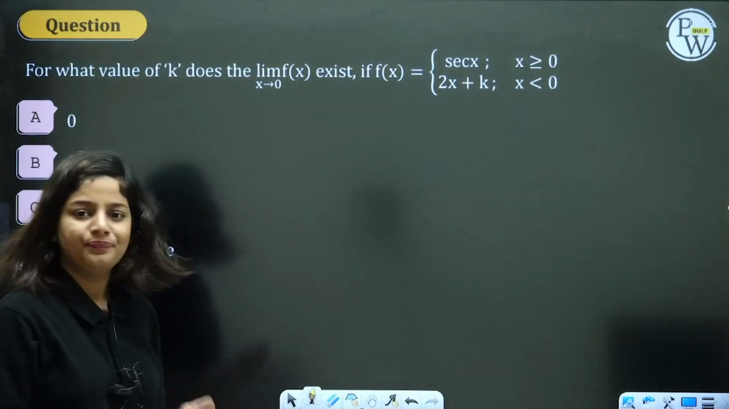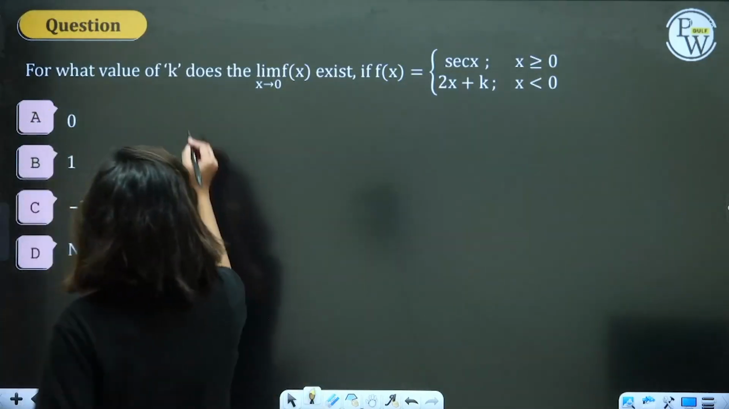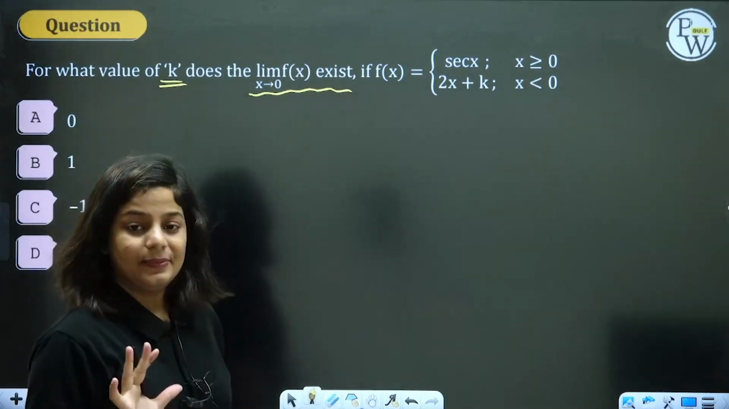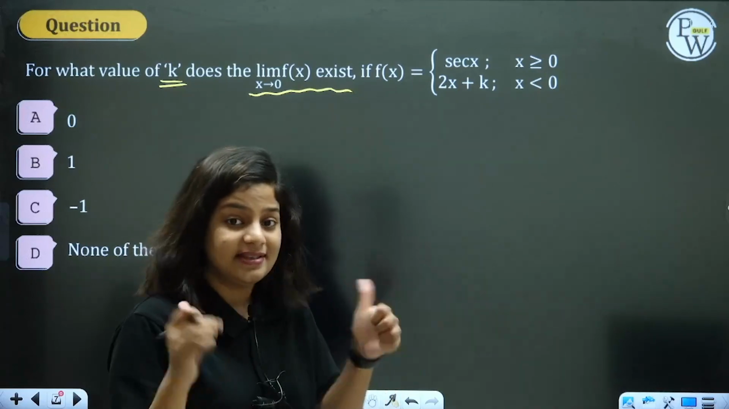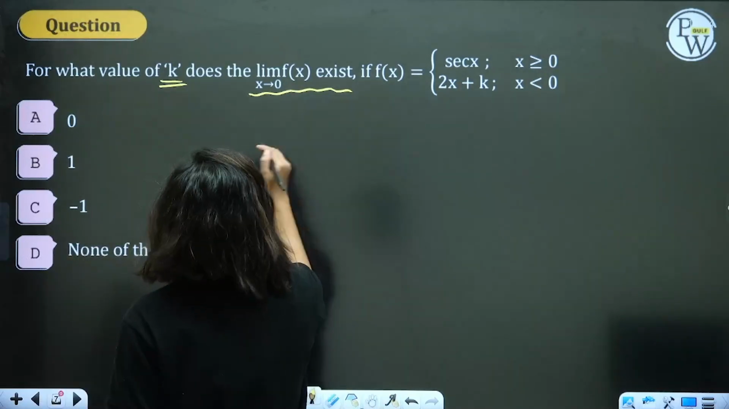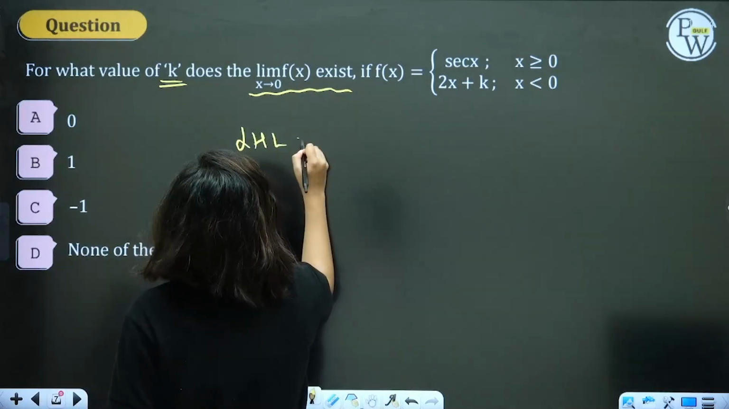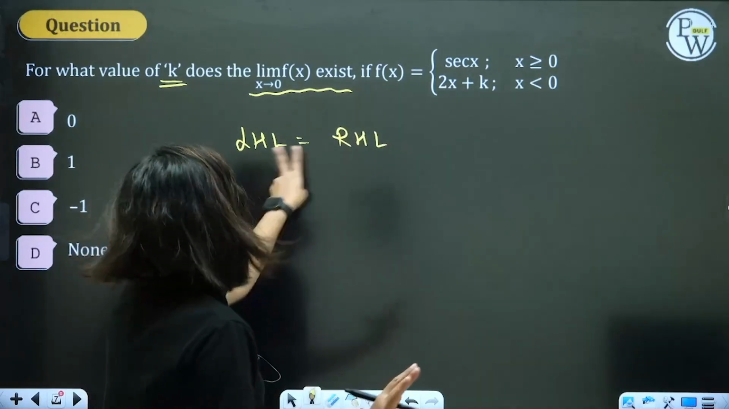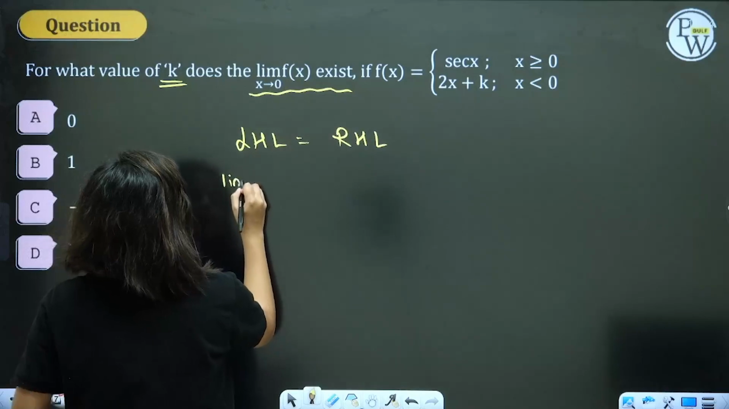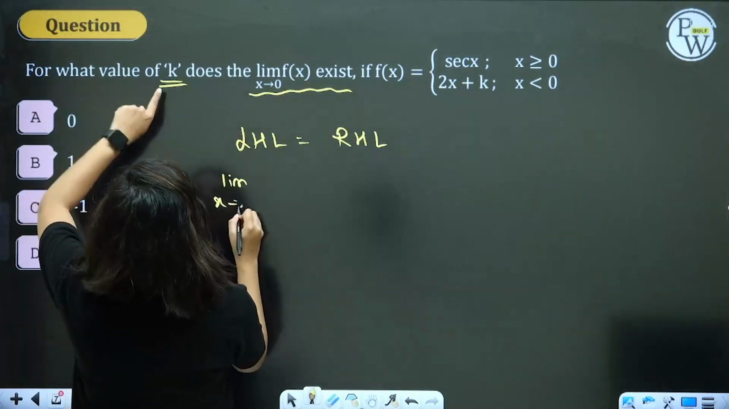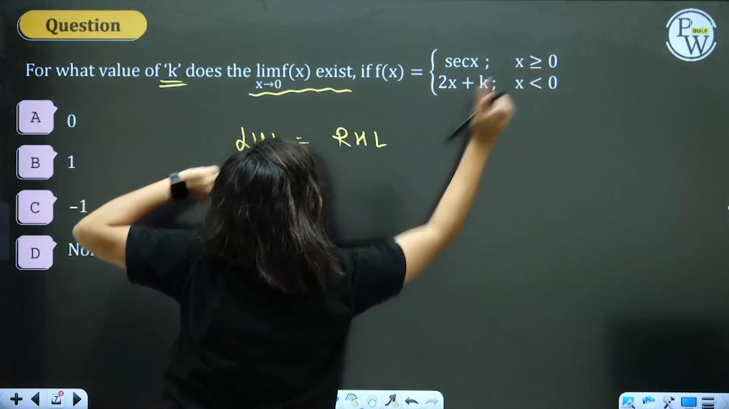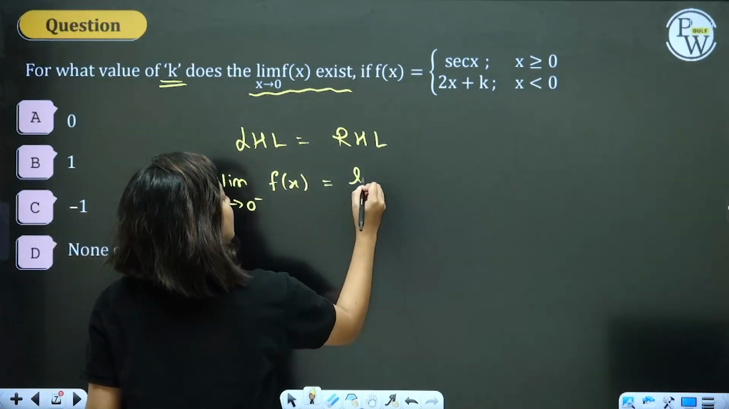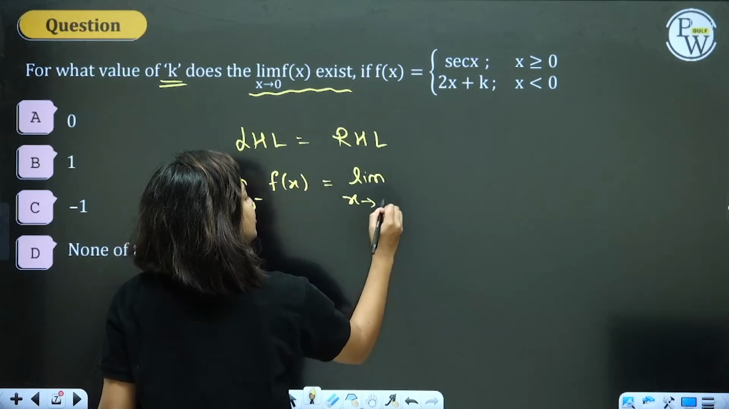Next question. If the limit exists, find the value of K. What are they saying? The limit exists. Limit exists means LHL is equal to RHL. So this very clearly tells me LHL is equal to RHL and it's equal to a finite value. What is the definition of LHL? Limit calculating at point 0. 0 is the point. Limit x tends to 0 minus f of x is equal to limit x tends to 0 plus f of x.